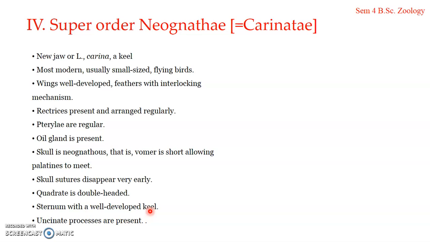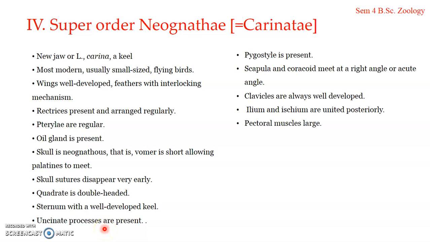Hence it has to be very strong. So the keel sternum is a flight adaptation mechanism. Uncinate processes are present. Uncinate processes are structures found on the ribs, and they are present in the case of Neognathae. Further, in the skeletal system, you can see the pygostyle well developed. Scapula and coracoid meet at a right angle, never at an angle higher than a right angle. Clavicles are always well developed, and usually the clavicles and interclavicle are fused to form the V-shaped furcula. Ilium and ischium are united posteriorly. Pectoral muscles are very large and well developed, which support the wings and help in flying.